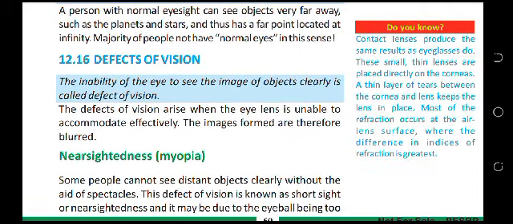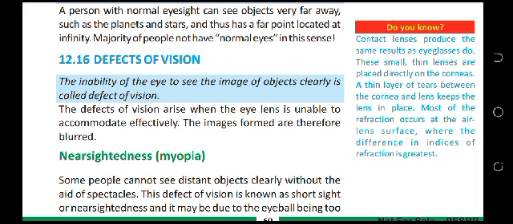The inability of the eye to see the image of objects clearly is called defect of vision. The defect of vision arises when the eye lens is unable to accommodate effectively, and the images formed are therefore blurred.